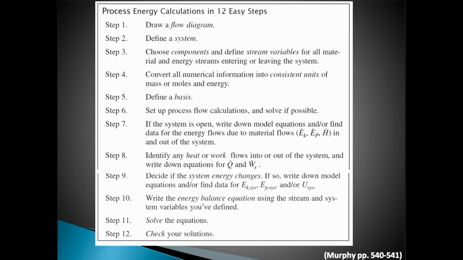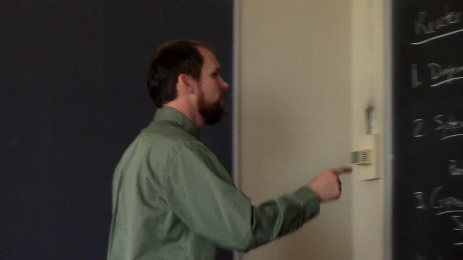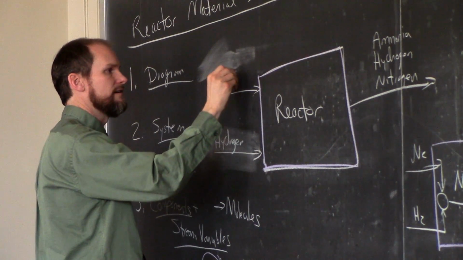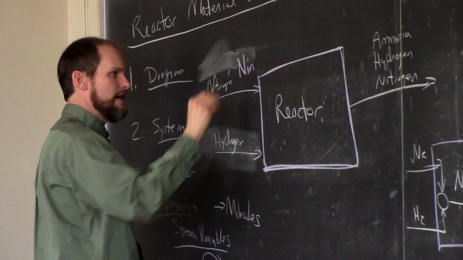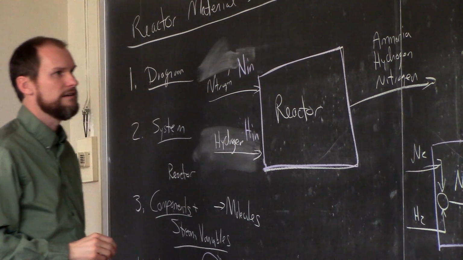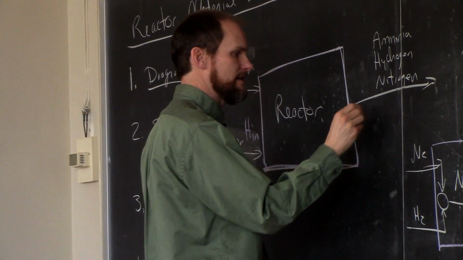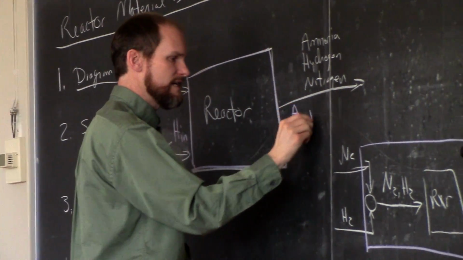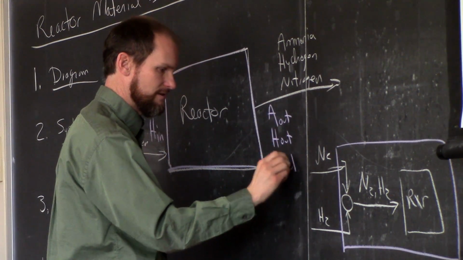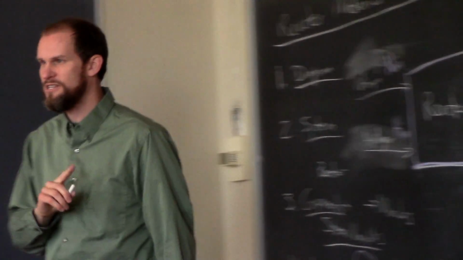Okay, so stream variables. We've got nitrogen going in. Let's call that N in. Hydrogen going in, let's call that H in. Coming out, I've got ammonia going out, hydrogen going out, and nitrogen going out. I'm making a choice here. I could have done flow rates and mole fractions.